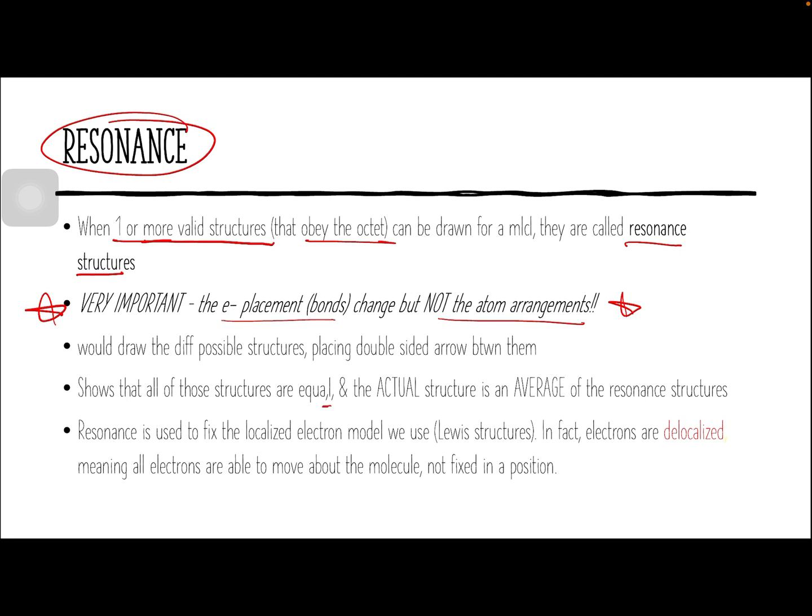Also, the actual structure is an average of the resonance structures. So if I took all of my resonance structures for a molecule and superimposed them on each other, it would be kind of a blur. This refines the localized electron model. The Lewis structures, when we draw them, we tend to think of, oh, the electrons are between these two atoms, period, end of story. Resonance says, no, they're actually delocalized, and the electrons involved in a molecule as a whole can move around the entire structure.